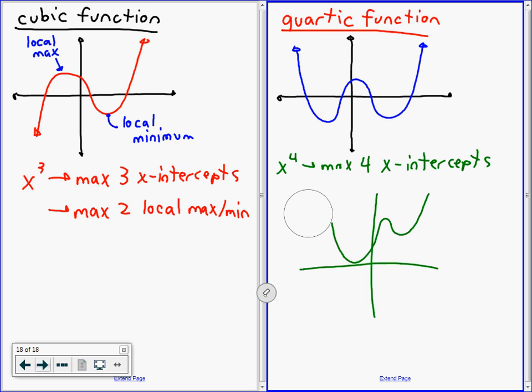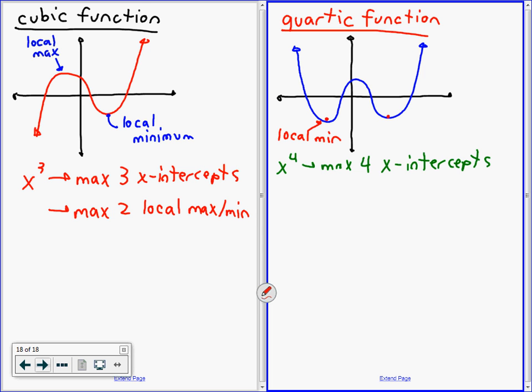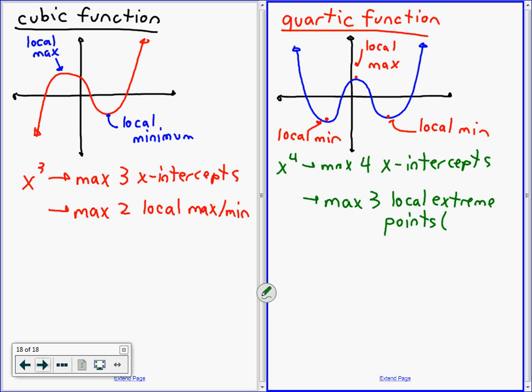Okay. All right, how many local maximums do we have? Looking at this, I see this as a local min. I see this as a local min. And I see this as a local max. So for any function of degree 4, it looks like we have a maximum of 3 local extreme points, is what you would call them. And what that means is max, min. Does that make sense what I just drew there?